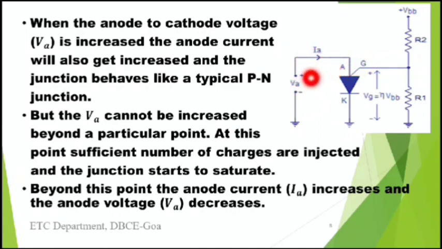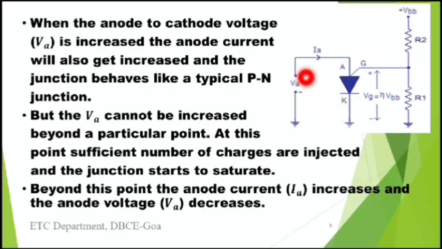As VA increases, IA also goes on increasing, and at that point the PUT device starts behaving like a typical PN junction. Now VA cannot increase beyond a particular point. At that point, a sufficient number of charges are ejected and the junction starts getting saturated. That is, when VA reaches its peak point, the PUT device starts getting saturated.